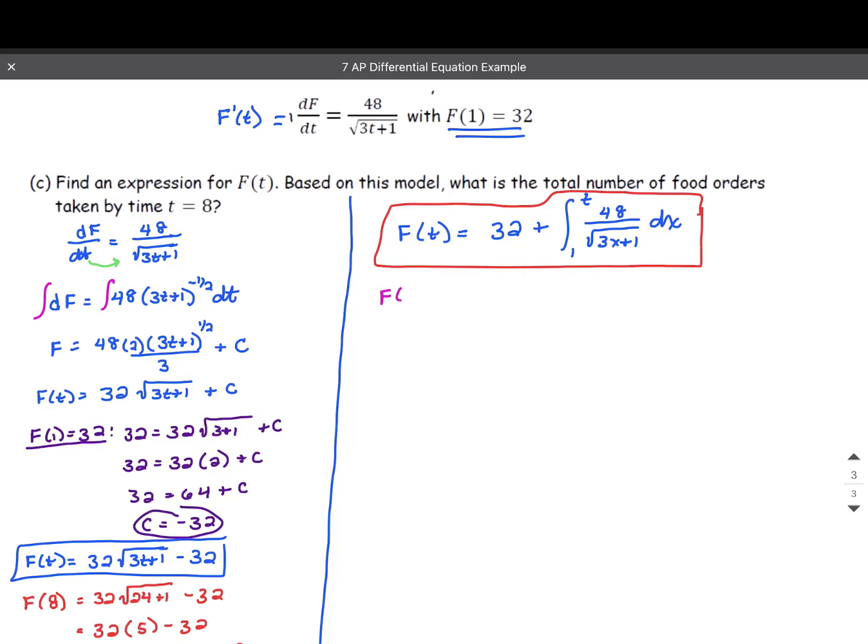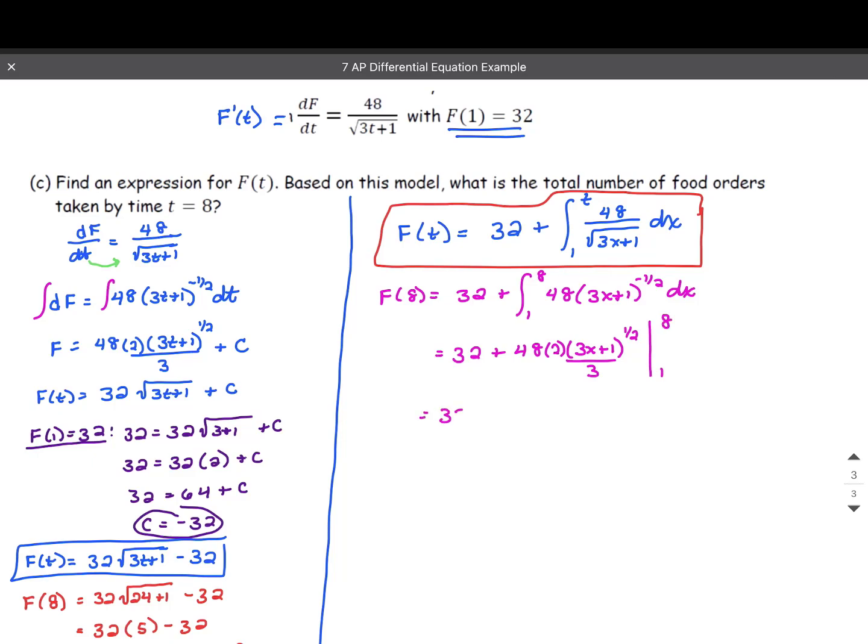So now that we want to find f of 8, that's 32 plus the integral from 1 to 8 of 48. And you know what, here I'm going to rewrite that as 3x plus 1 raised to the negative 1/2 dx. So that's going to be 32 plus, and now we're going to take the antiderivative. We keep the 48, then we keep the 3x plus 1, add 1 to the exponent so it's 1/2, and then we multiply by the reciprocal of that, which is 2. But don't forget the derivative of 3x plus 1 was 3, so we have to divide that out, and we're evaluating from 1 to 8.